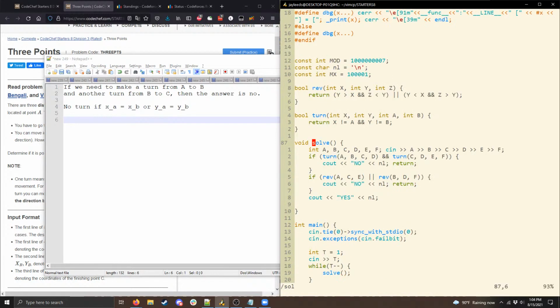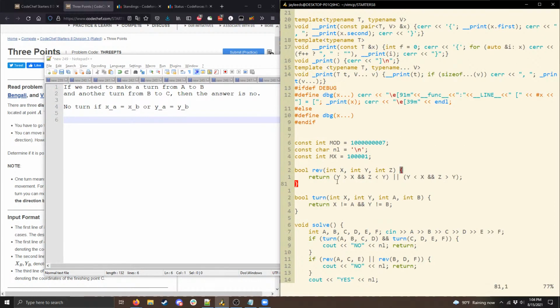I think I did this in file E. Yeah. So first of all, I implemented this code reverse, where I'm saying, okay, if we have the X coordinates X, Y, and Z, then if we're increasing from X to Y, but then decreasing back to Z, or if we're decreasing from X to Y and then increasing from Y to Z, then there's a reversal. So this returns true.